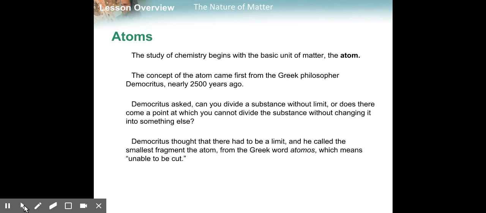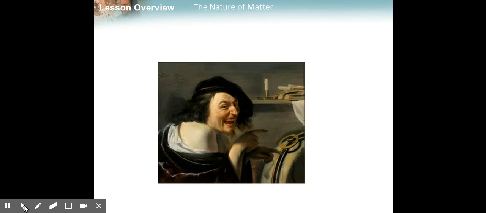I had to find a picture of Democritus because the notes I used to use had one, and he is just a really creepy looking dude. So there's Democritus.